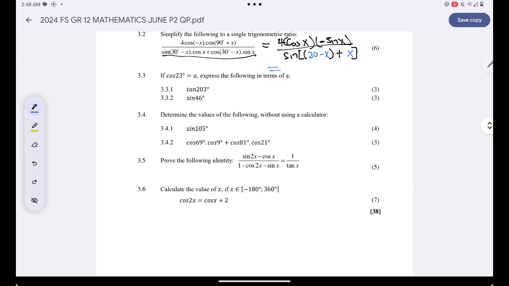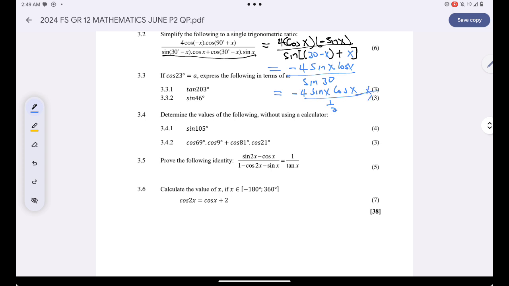Okay, and then at the top I'll have a negative 4 sine x cos x. This thing is divided by sine. The x's will cancel, right? We have negative x and positive x there. I'll have sine 30. Are you together? So this is the same as negative 4 all over 1 over 2.